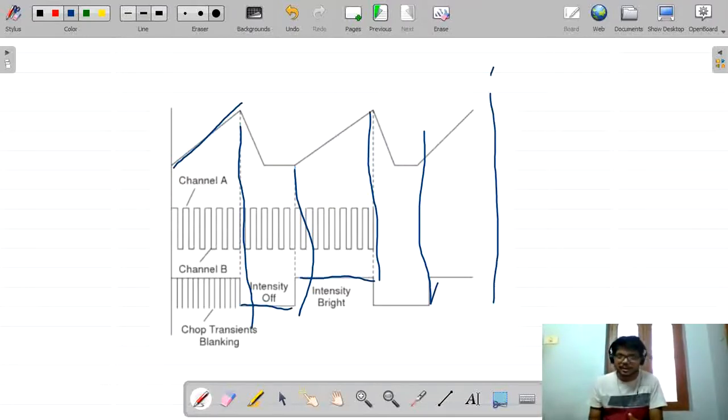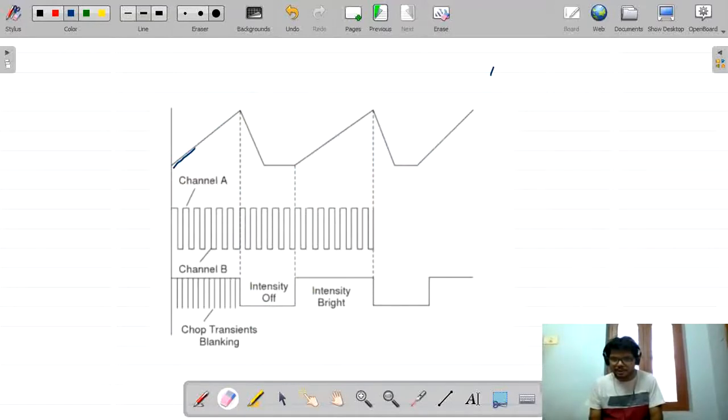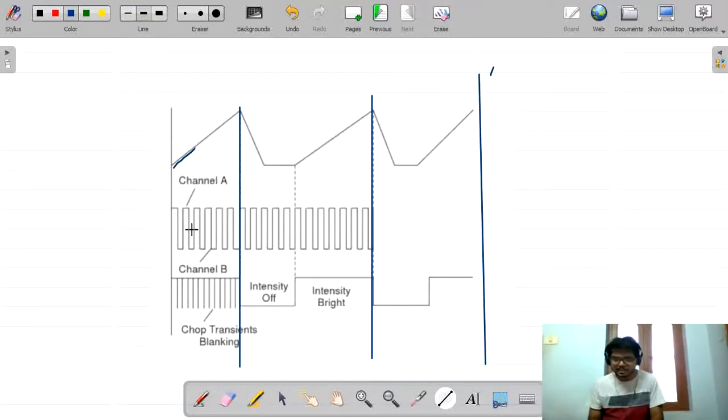But what will happen in the alternative mode? In the alternative mode, we observe that for the first sweep only channel A is taken, and for the second sweep only channel B is taken. But in the chop mode, for any sweep we take two signals at a time. It is called chopping. From this we can clearly see the operation of chopping. At this moment we are chopping both signals, and again we are chopping both signals, such that small segments are taken continuously and repeatedly. So we will observe the waveform continuously.